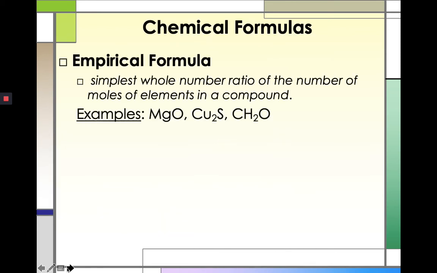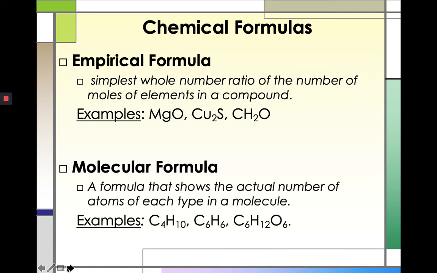So, we will be dealing with two types of chemical formulas. The first one is empirical formula, which gives us the simplest whole number ratio of the number of moles of elements in a particular compound. So this is mostly for ionic compounds, where the elements are at their smallest whole number ratios. Now, empirical formulas are derived from mass analysis and will be the basis for molecular formulas.